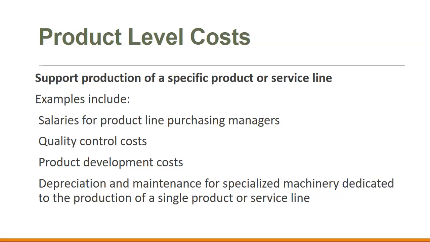And our product level costs support a specific product line or service line. So these are our salaries for product line purchasing managers, quality control costs, product development costs, marketing, research, depreciation and maintenance for specialized machinery that's dedicated to the production of a single product or service line. It's very rare that a company just has one individual product line. So the product costs will go with each type of product.